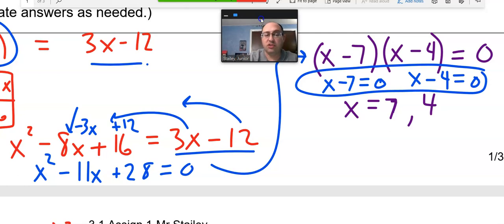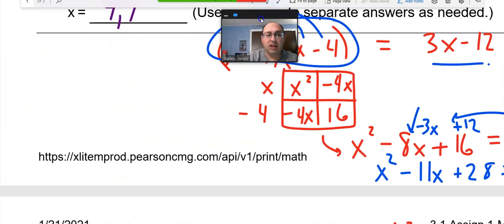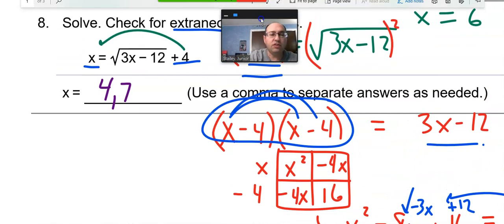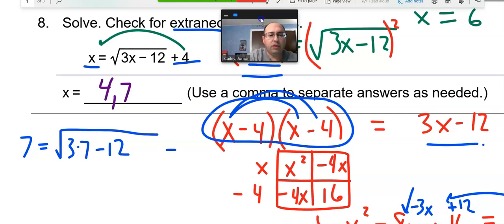Now we need to check for extraneous solutions to see if it actually will both work. I think when I did this the first time, I think I assumed that it would work. Let's see what happens. So everywhere where there's an x, I'm going to replace with a 7. Okay, so let's see, that's 21.